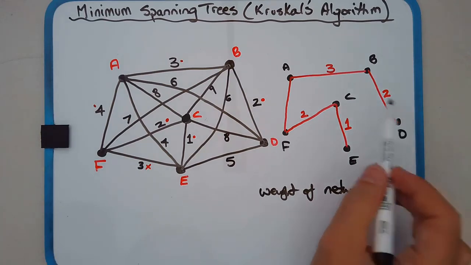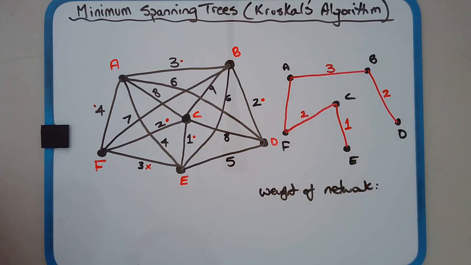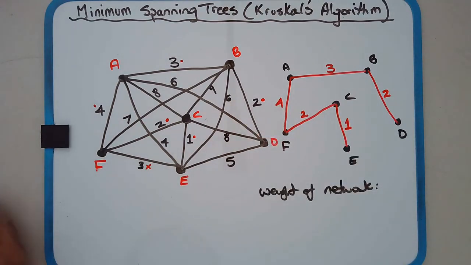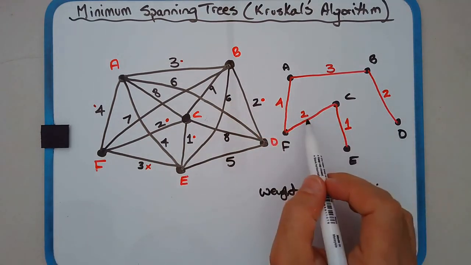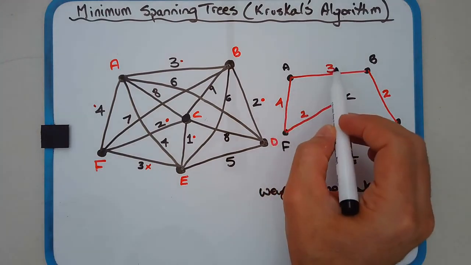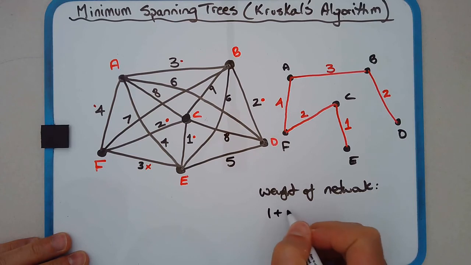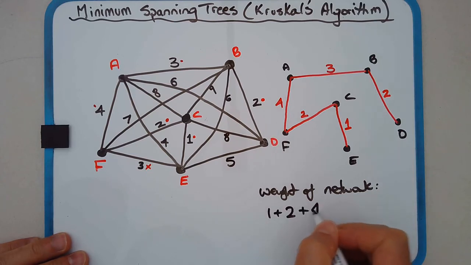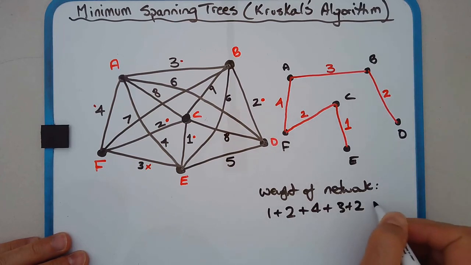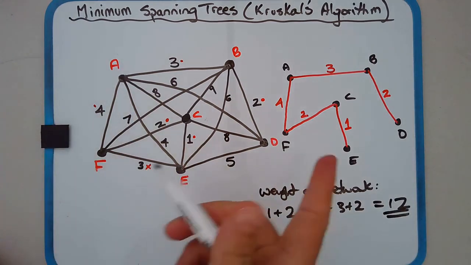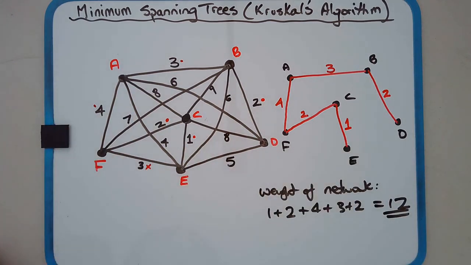All right, we add up all the numbers together. Oops, I forgot to put in AF, so sorry, that was a 4. That was the last thing I did. Right, let's add these numbers together. 1 plus 2 is 3, 3 plus 4 is 7, 7 plus 3 is 10, 10 plus 2 is 12. So I'm just adding all the edges together: 1 plus 2 plus 4 plus 3 plus 2, which equals 12. And that is the weight of this spanning tree, the minimum spanning tree.